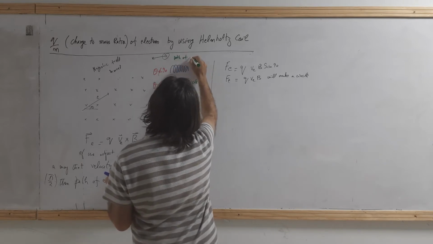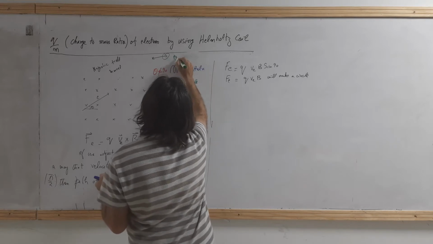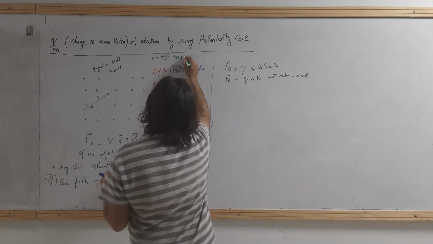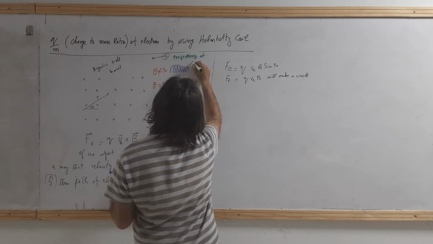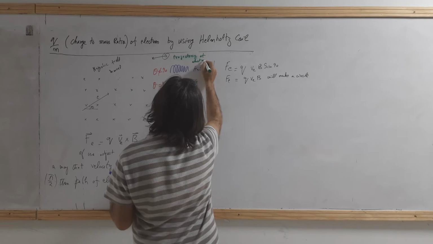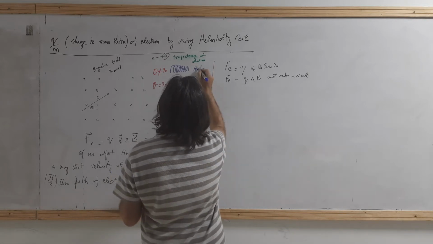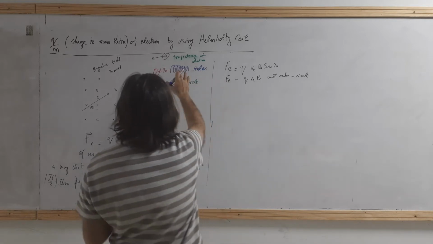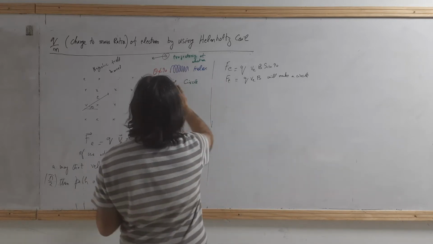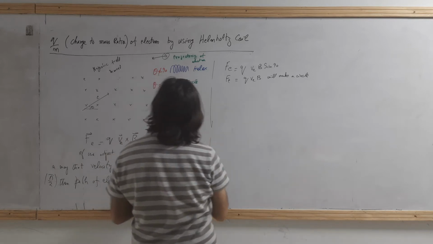This is the trajectory of the electron. This is a helix, like a spring, and this is a circle.